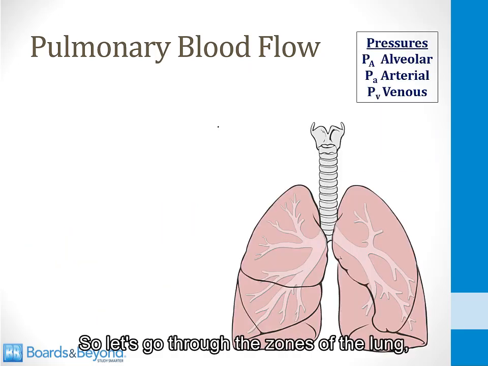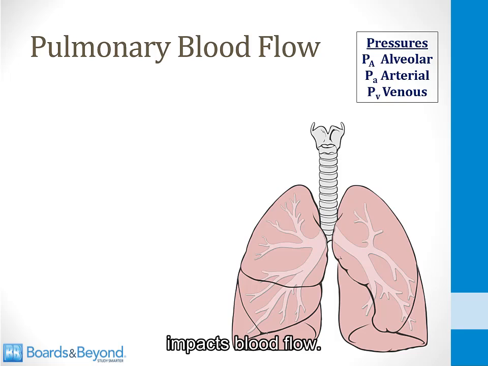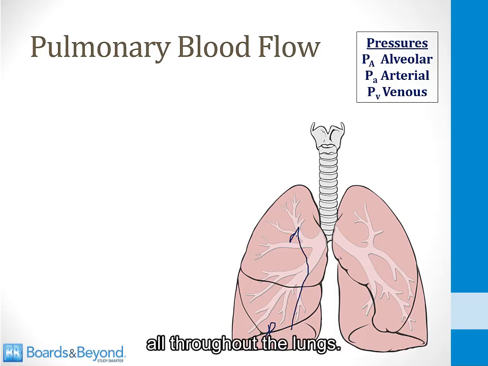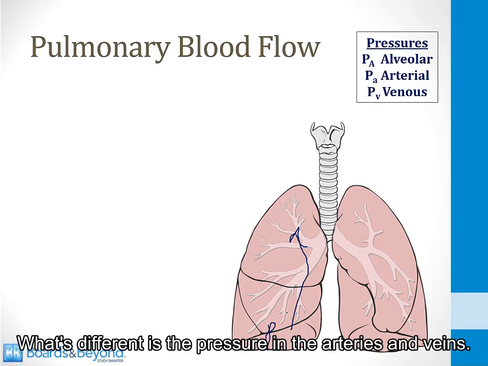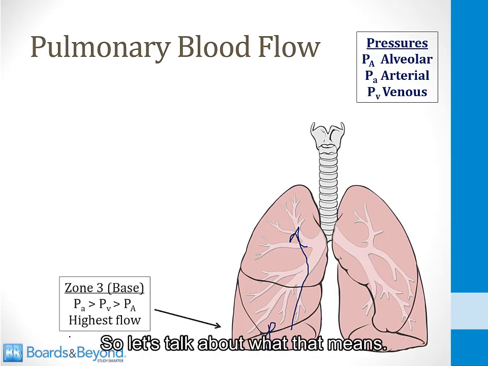So let's go through the zones of the lung just like we did before, and we're going to talk about how the alveolar pressure impacts blood flow. So alveolar pressure, P with the big A, is the same all throughout the lungs. What's different is the pressure in the arteries and the veins. So you have the highest pressure in the arteries and the veins down at the base. So let's talk about what that means.